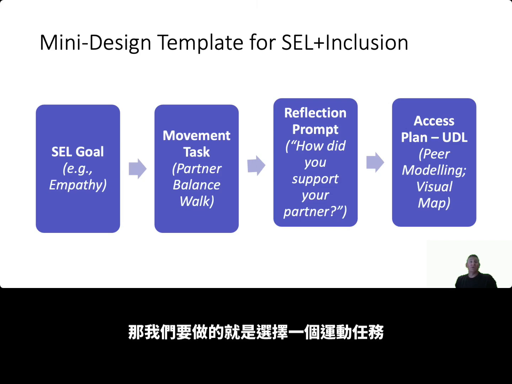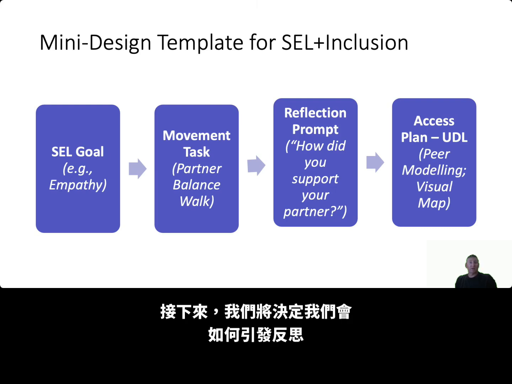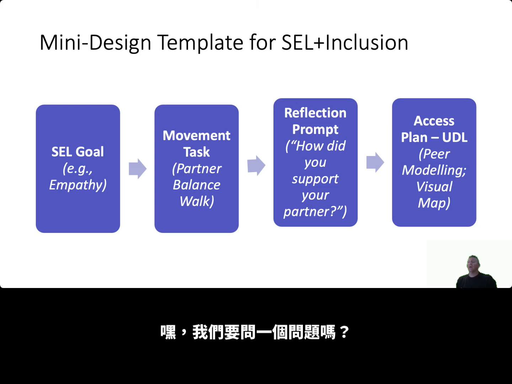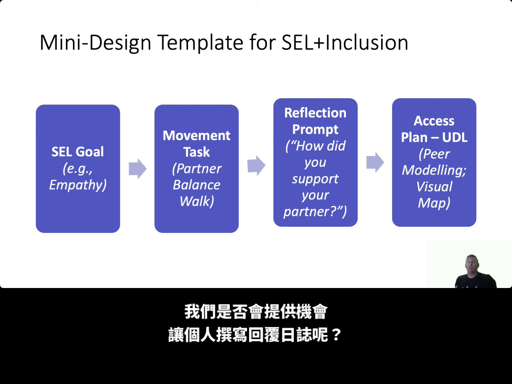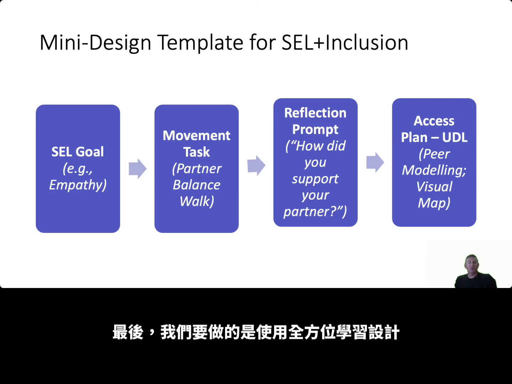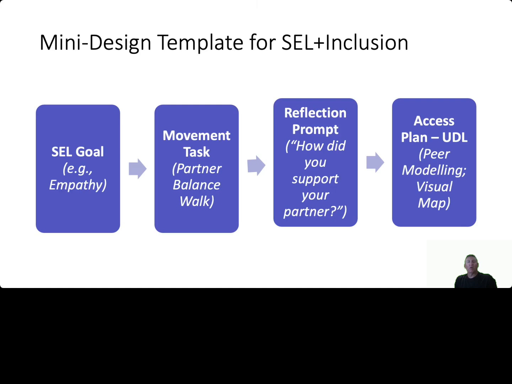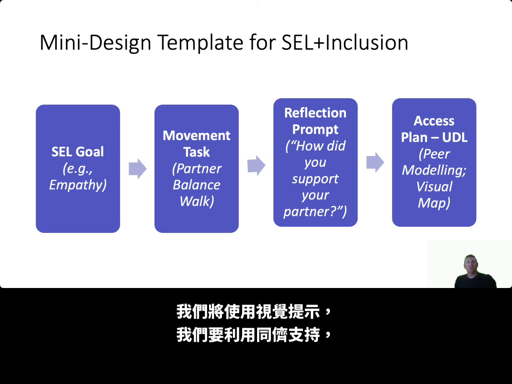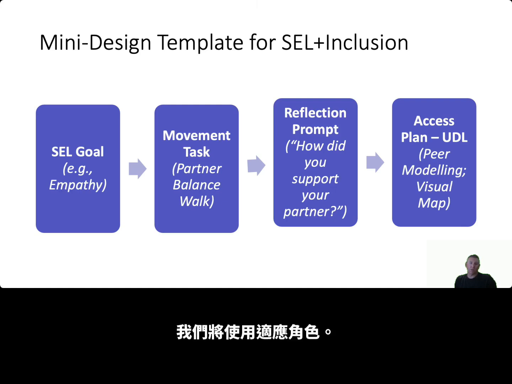Then we're going to choose a movement task that naturally supports that skill, like a partner balance walk. Next, we're going to decide on how we're going to prompt reflection. Are we going to ask a question? Are we going to use a sentence stem? Are we going to offer opportunity for individuals to write a journal response? And then finally, we're going to build in an access plan using universal design for learning. We're going to use visual cues. We're going to use peer supports. We're going to use adaptive roles.